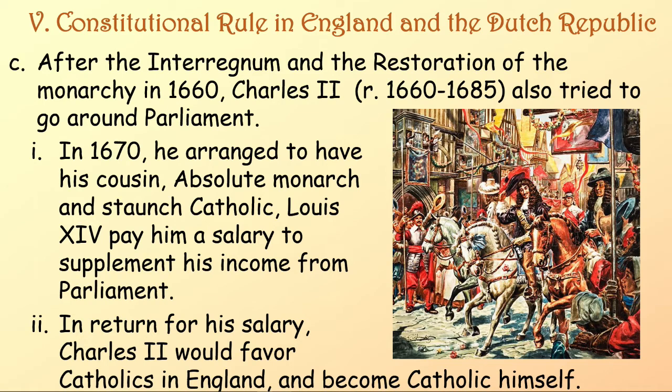And in 1670, he arranged to have his cousin, absolute monarch, staunch Catholic Louis XIV, pay him a salary to supplement his income from Parliament. And in return for his salary, Charles II would favor Catholics in England and become Catholic himself.